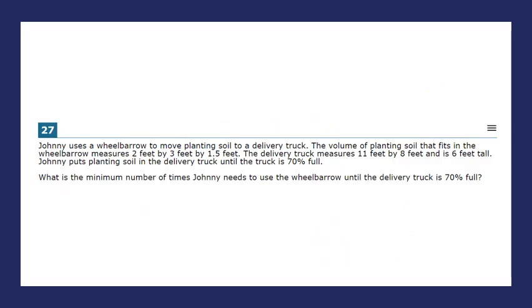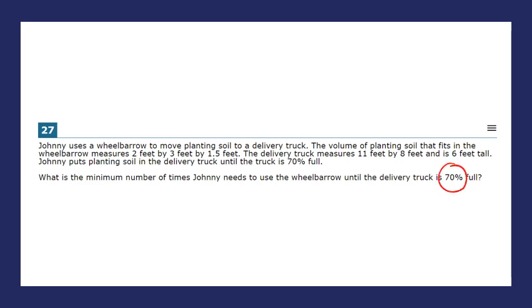Number 27 is a great problem in combining two different ideas that we've covered this year. It says Johnny uses a wheelbarrow to move planting soil to a delivery truck. The volume of planting soil that fits in the wheelbarrow measures 2 feet by 3 feet by 1.5 feet. The delivery truck measures 11 feet by 8 feet by 6 feet tall. Johnny puts planting soil in the delivery truck until it's 70% full. It asks us what the minimum number of times Johnny needs to use a wheelbarrow until the truck is 70% full.